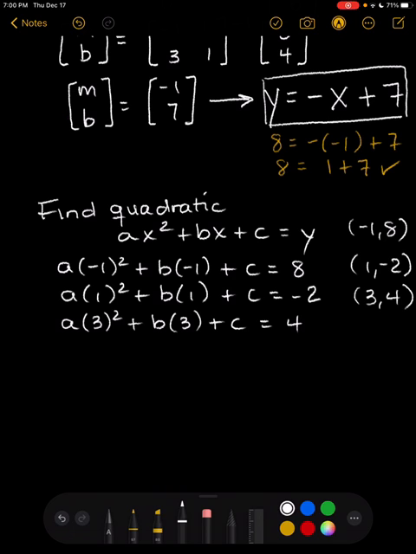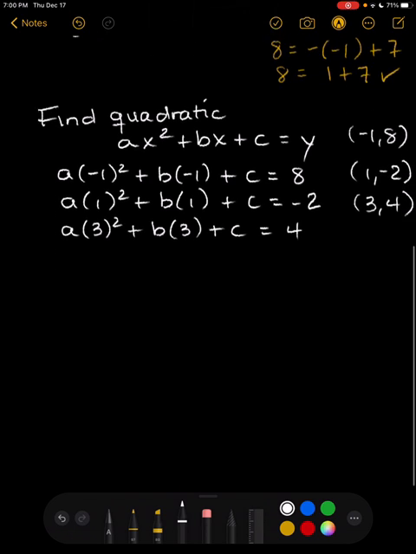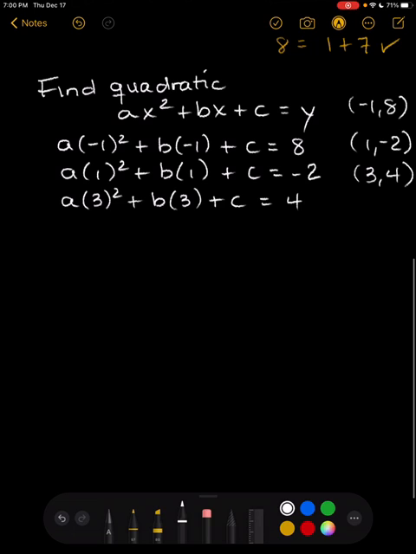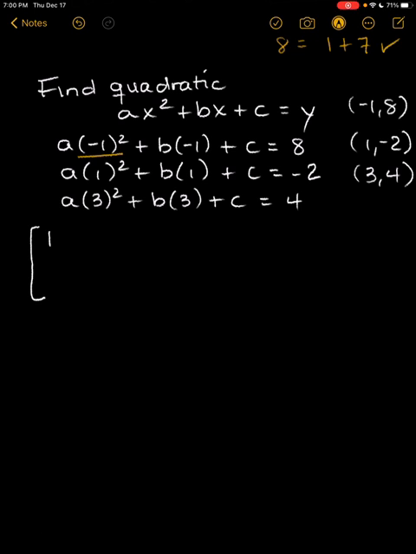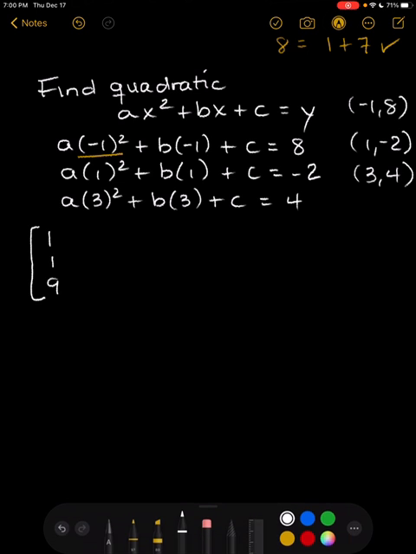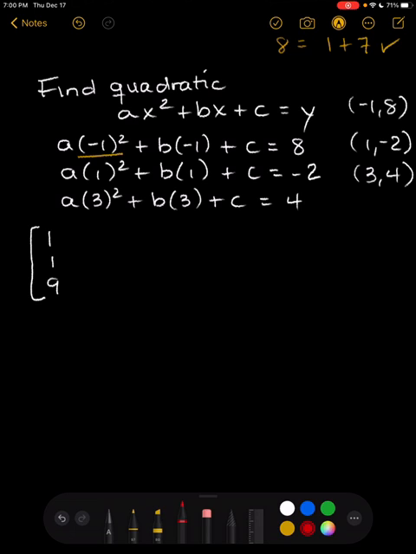So let's take these 3 equations and rewrite them in matrix form. Notice in this case, you're going to end up with a 3 by 3 matrix. We need the coefficient of a. So we have to take negative 1 to the second power, that is just going to be a positive 1. Then 1 to the second power is a 1, and 3 to the second power is a 9.